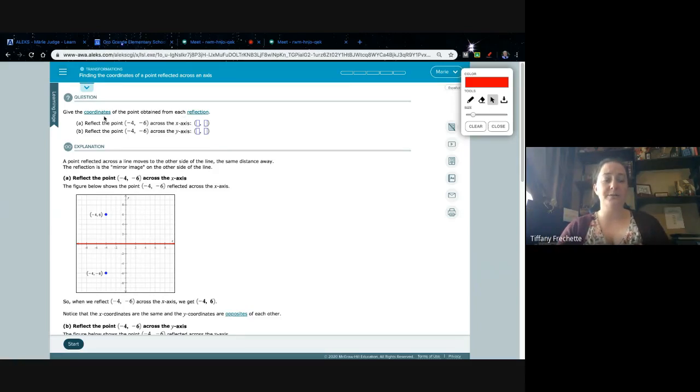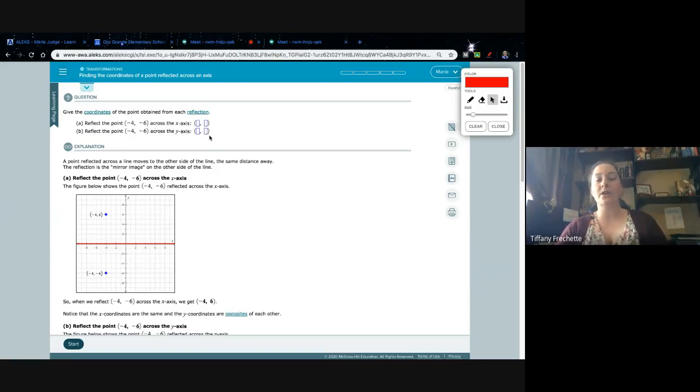So first, this one says reflect the point -4, -6 across the x-axis. What point do you get? And then not from the new point, but go back to the original and say, okay, now reflect it across the y-axis, and what point do you get?